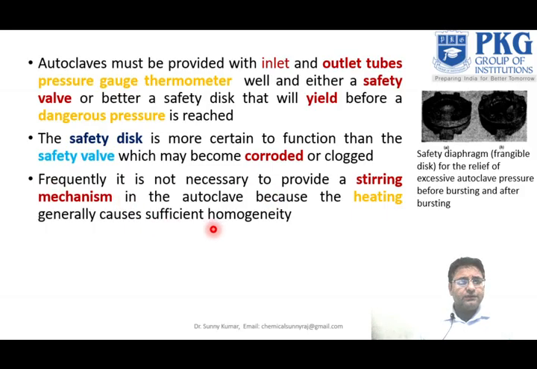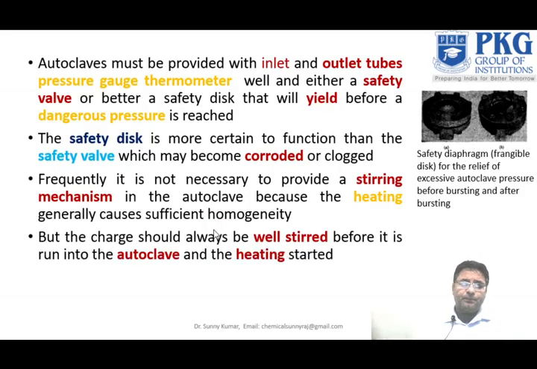Frequently it is not necessary to provide a stirring mechanism in the autoclave, because the heating generally causes sufficient homogeneity, but the charge should always be well stirred before it is run into the autoclave and the heating started.